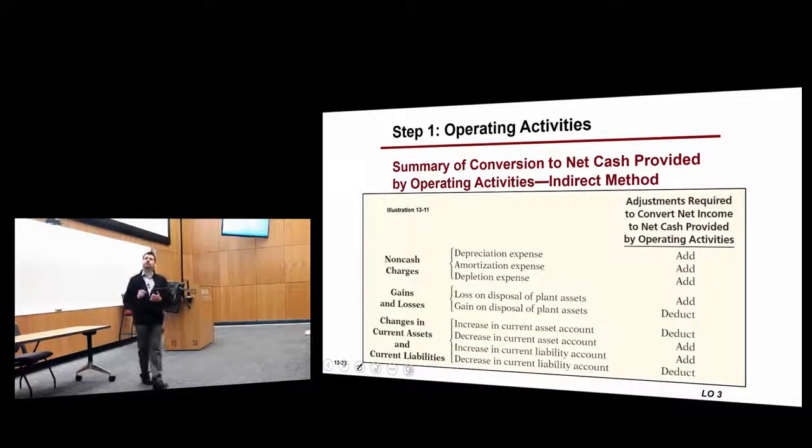Then you look at gains and losses. If you had recognized a gain, it is subtracted; if you recognized or recorded a loss, you add it back. At the end, you have changes in current assets and current liabilities. An increase in current assets, you subtract it. A decrease, you add it. For liabilities, it's the other way around. An increase will be added, a decrease will be subtracted. As simple as that. Any questions?